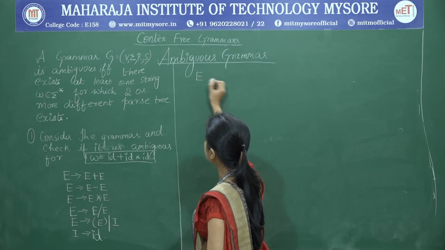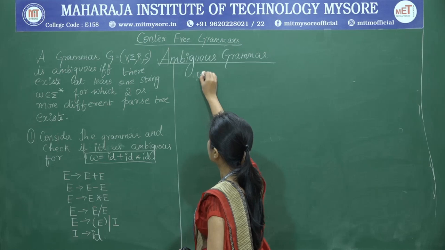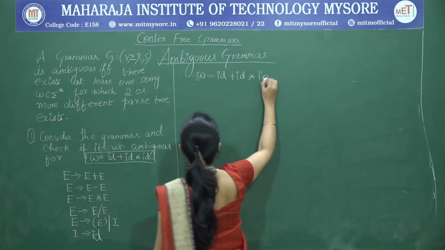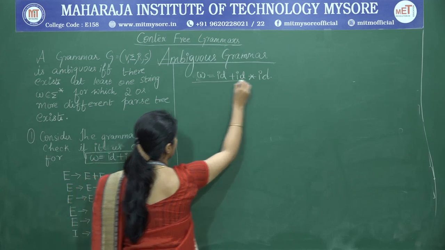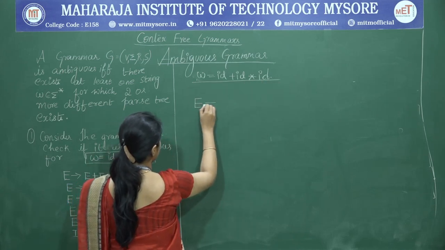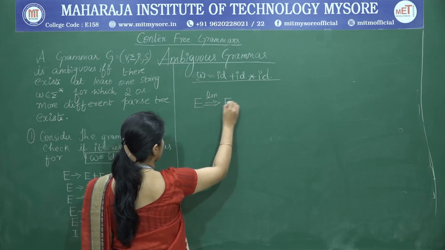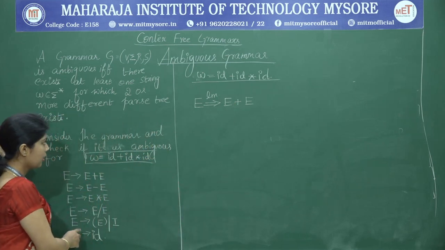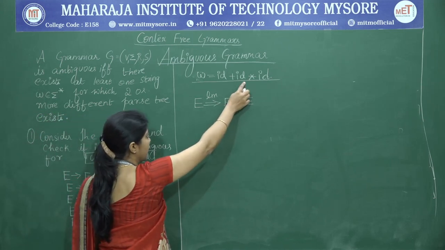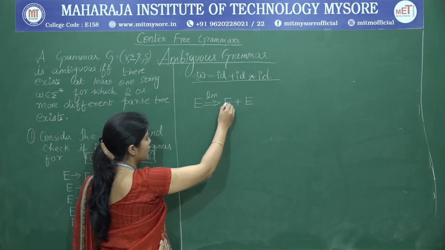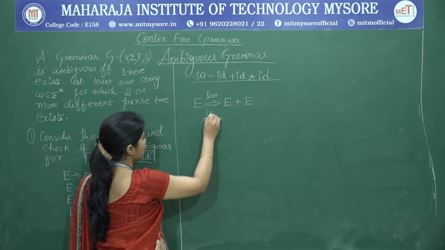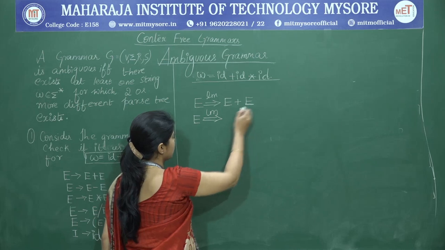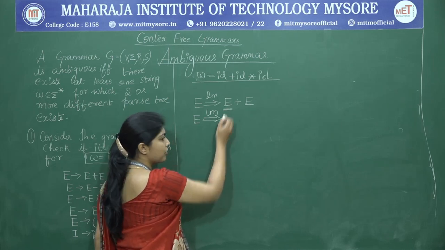So, E. We will concentrate on w = id + id * id. Therefore, we will start with the leftmost derivation: E goes to E + E. This is a grammar which is going to generate expressions, and the expression I require includes a plus sign, so I can use E + E. Next, what is the leftmost variable? This is the leftmost variable, so this has to be replaced.